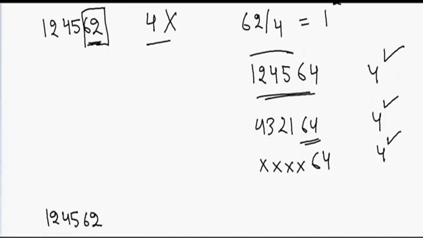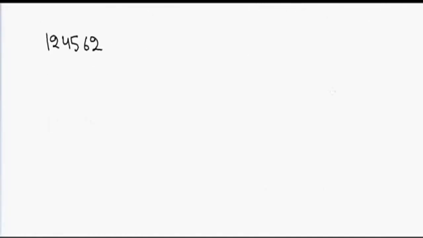1, 2, 4, 5, 6, 2. Is this number divisible by 5? No, because for it to be divisible by 5, the last digit should be either 5 or 0. So in this case it's not, so it is not divisible by 5.